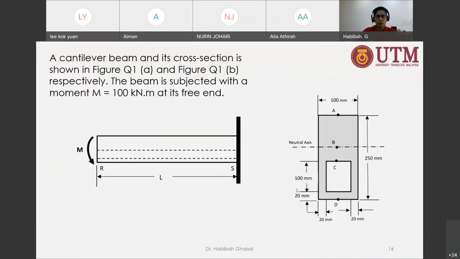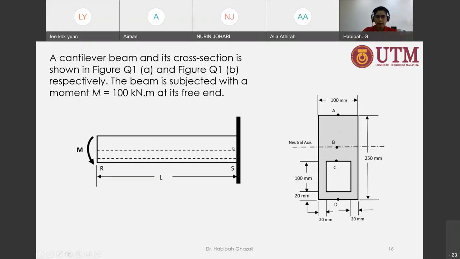A cantilever beam with a cross-sectional area that you can see here. So this is a composite shape. In this figure, this beam is being subjected to a concentrated moment at its free end. So you are required to answer some questions related to this beam. What you can see is that this beam is only subjected to a 100 kilonewton meter anti-clockwise moment at one end, at its free end.